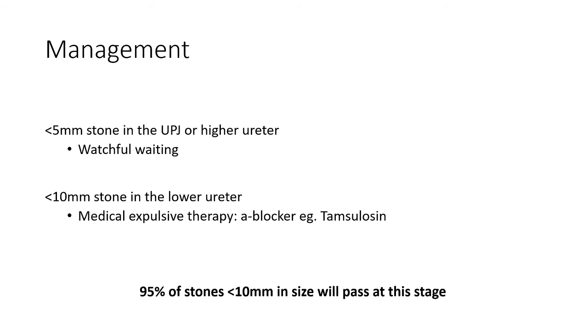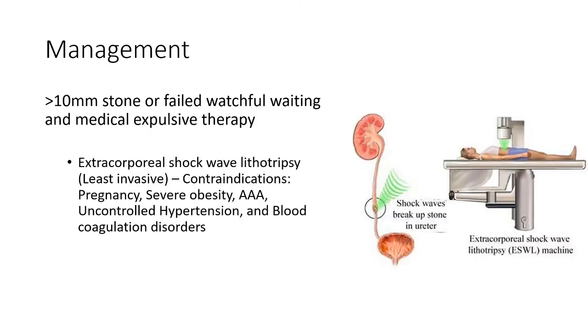If the stone is found in the lower ureter and is less than 10 mm in size, then medical expulsive therapy can be tried. Tamsulosin, an alpha blocker, can relax the muscles of the lower ureter and therefore it can lead to stone removal. Watchful waiting and medical expulsive therapy are successful 95% of all the times.